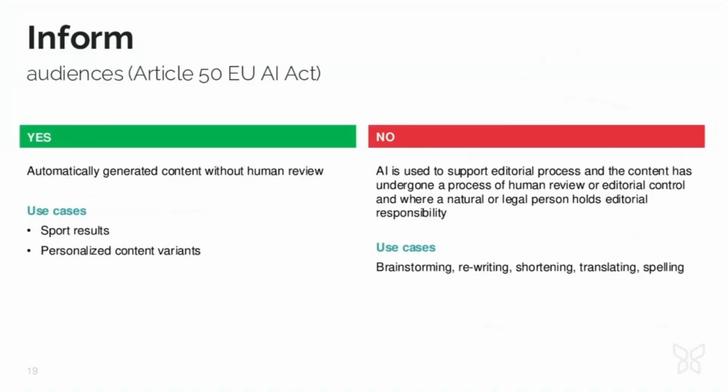And as a last practical recommendation, it's important that you understand when you must mark AI-generated content and make this an integral part of your policies. So in principle, it is not needed to mark content as AI generated as long as AI is used to support the editorial process, and if the content has undergone a process of human review or editorial control.